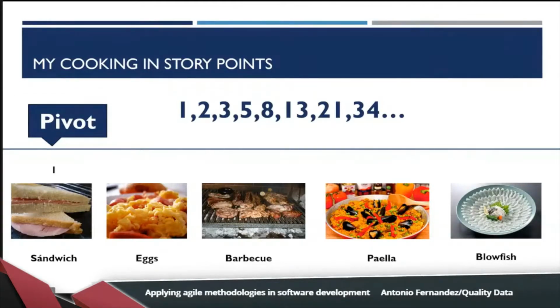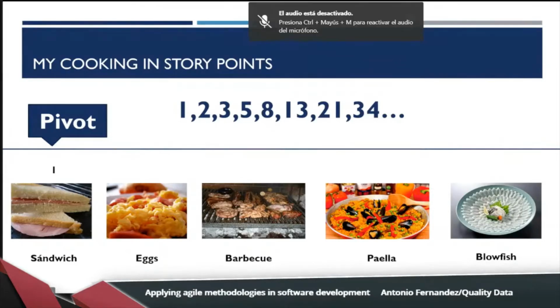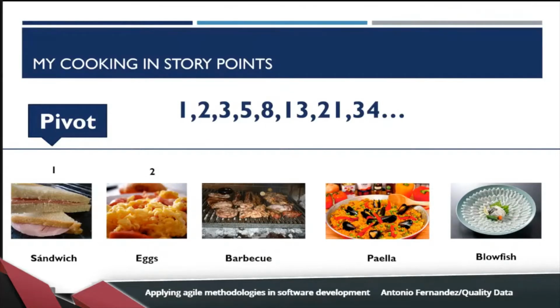Now, what happens if I want to prepare a more complex plate? Just a bit more complex, like scrambled eggs. I need the eggs, bacon, butter, etc. And it can take me 5 or 10 minutes at most. It's just a bit more complex than the last one. I decided to put 2 story points, according to the previous reference point.